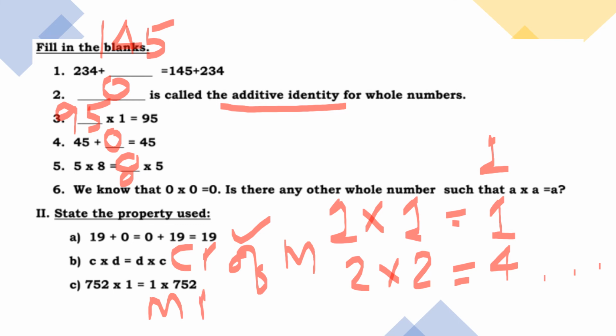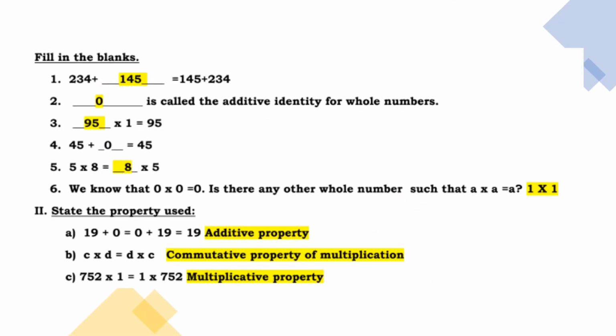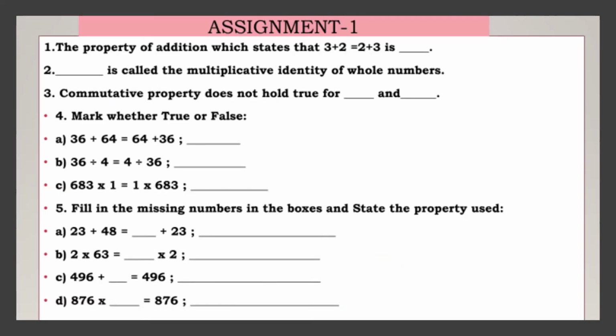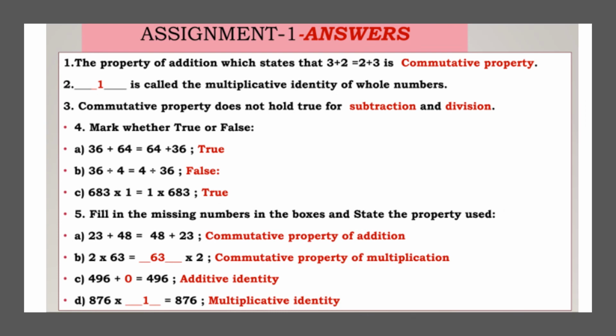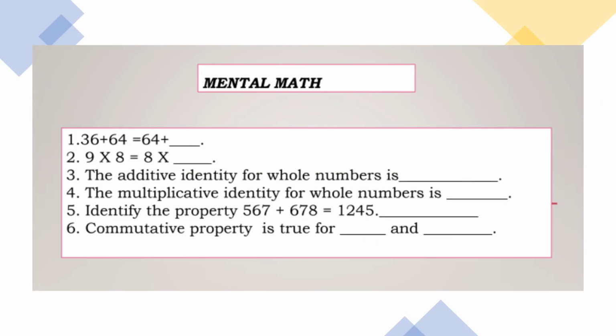Hope this is clear to you. So let us check the answers. Here are the answers for you. You can take a pause and check the answers. Here is an assignment for you to solve. You can pause and solve the assignment, and the answers are given in the next slide. Here are the answers for the first assignment, and then we will be moving on to some more questions based on the commutative property and the closure property.